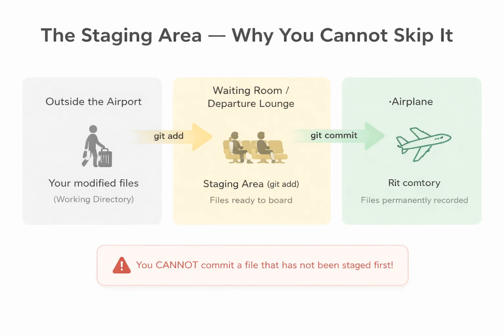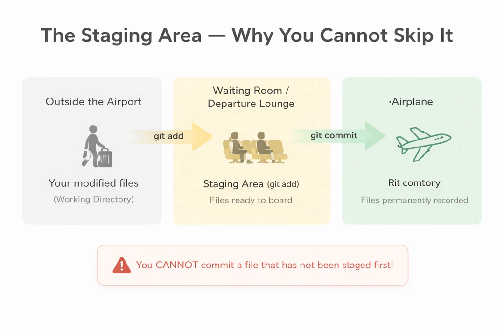The instructor uses a brilliant analogy to explain the staging area. Think of it like an airport. Your modified files are people standing outside the airport. The staging area is the departure lounge, the waiting room where passengers gather before boarding. And the repository, your commit history, is the airplane. You cannot put someone directly onto the airplane from outside the airport. They must first go through the waiting room. That's exactly how Git works.